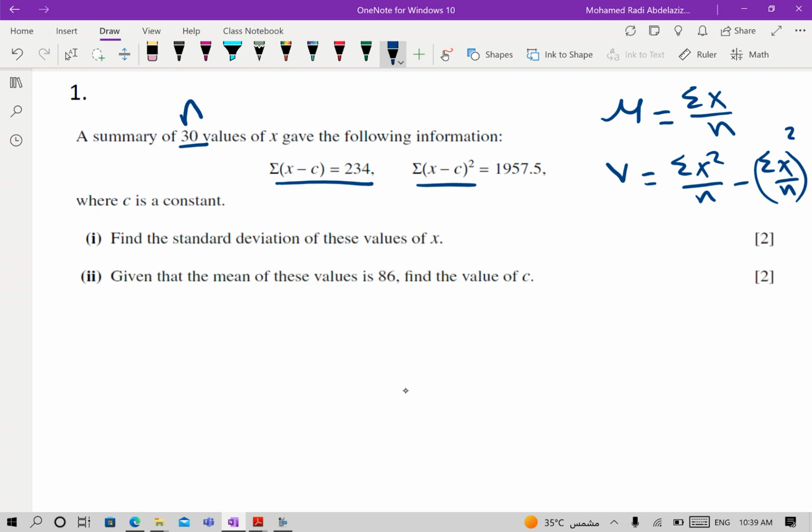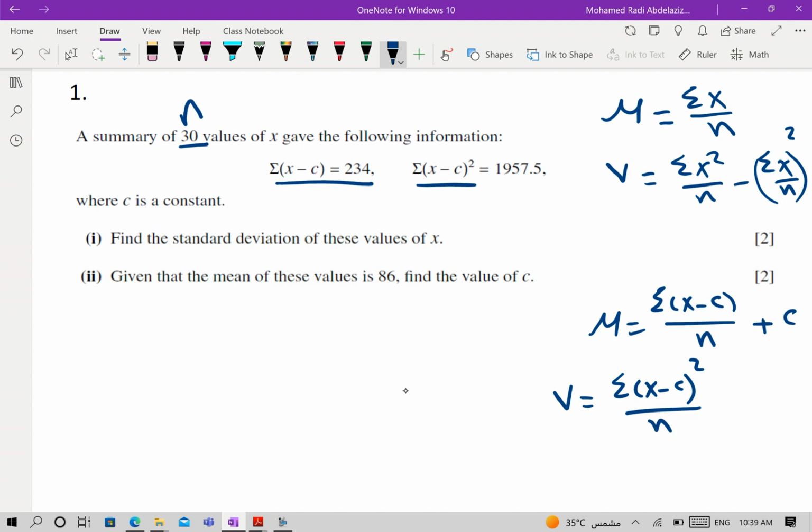With coding, by subtracting any value, it's written in the question as c. So I will write the formula with c. With coding, mu is sum of x minus c divided by n, then you have to add c. But variance is sum of x minus c all squared divided by n, minus sum of x minus c over n, the whole squared, without adding c.